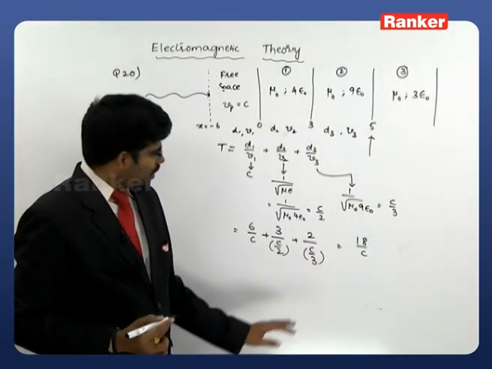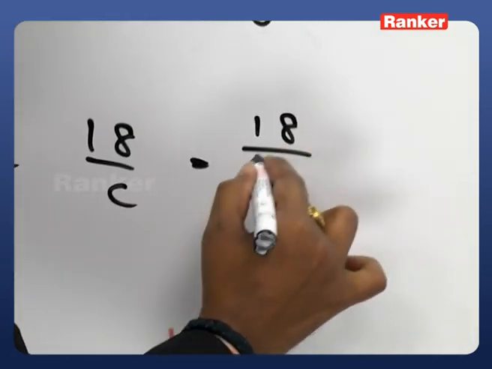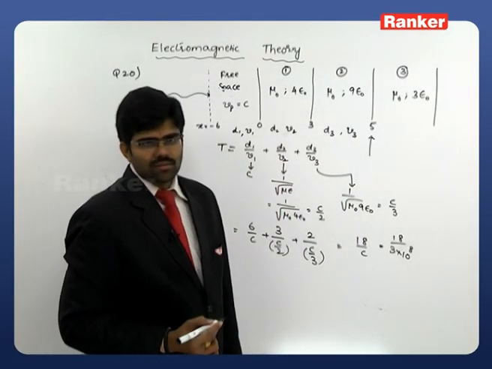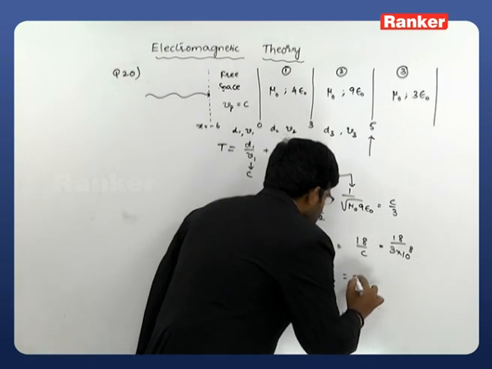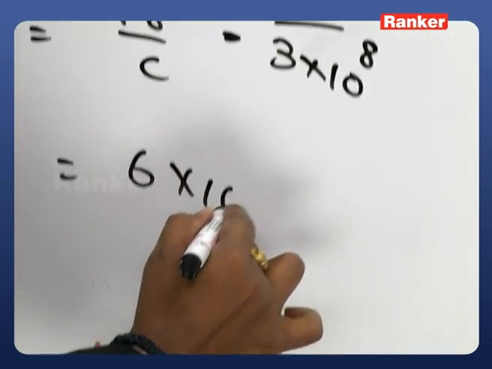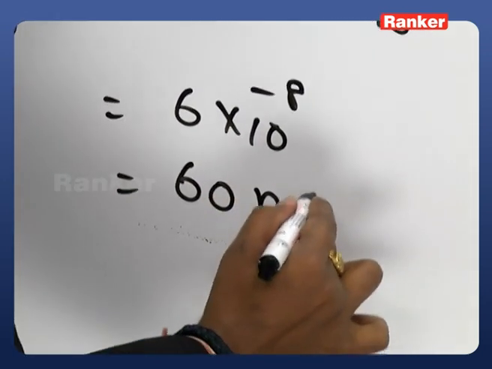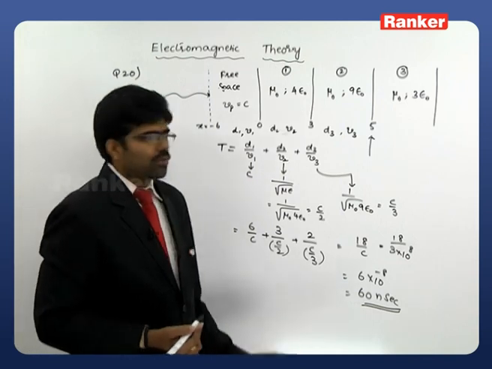That's what we have. Just directly substitute c there, which is 18 divided by 3 into 10 power 8 meters per second. That's what I am substituting there. This 3 goes for 6 times, which is equal to 6 into 10 power minus 8, which is nothing but 60 nanoseconds.